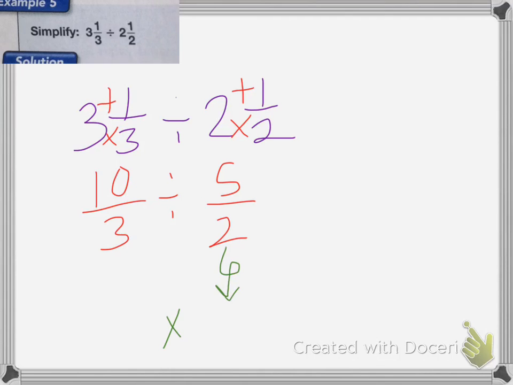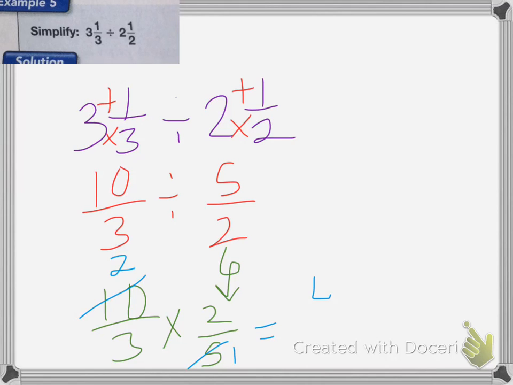5 halves becomes 2/5, and I'm multiplying that by 10/3. I'm going to cancel the 5 and the 10. 10 becomes a 2, 5 becomes a 1. So I'm left with 2 times 2 is 4, 3 times 1 is 3. So 4/3, which is the same as 1 1/3. And that's it for this lesson.